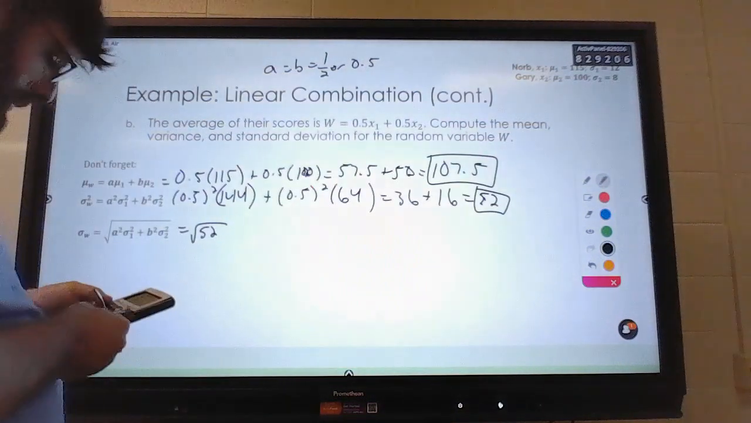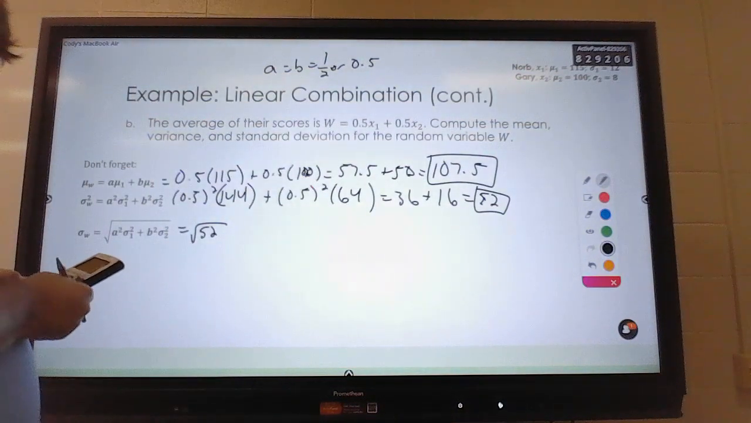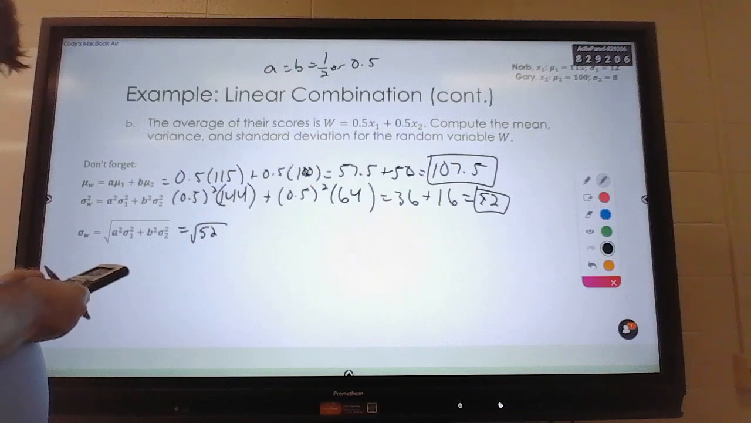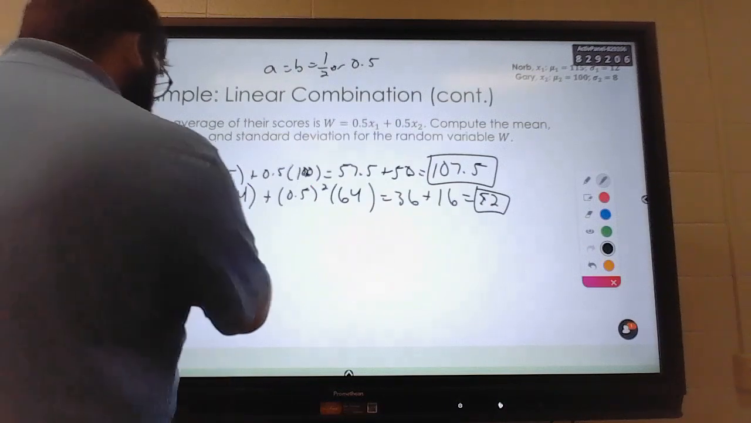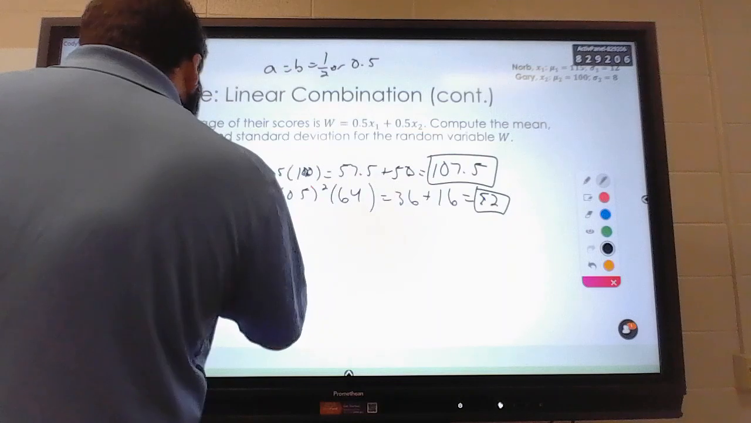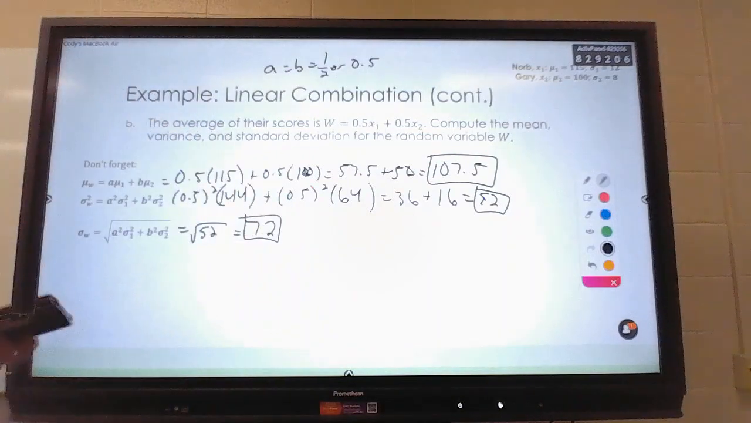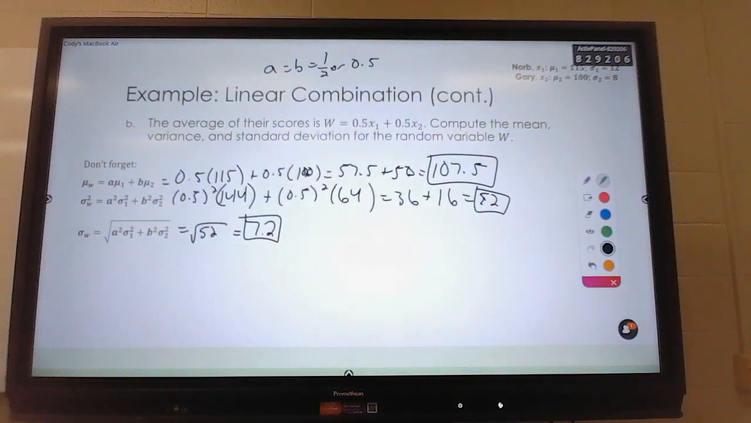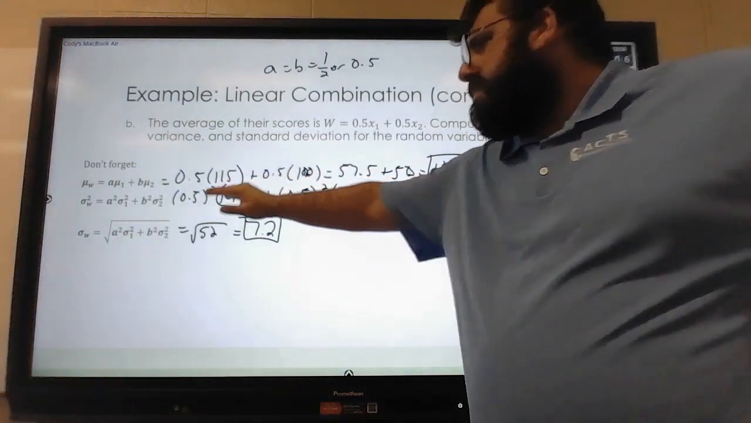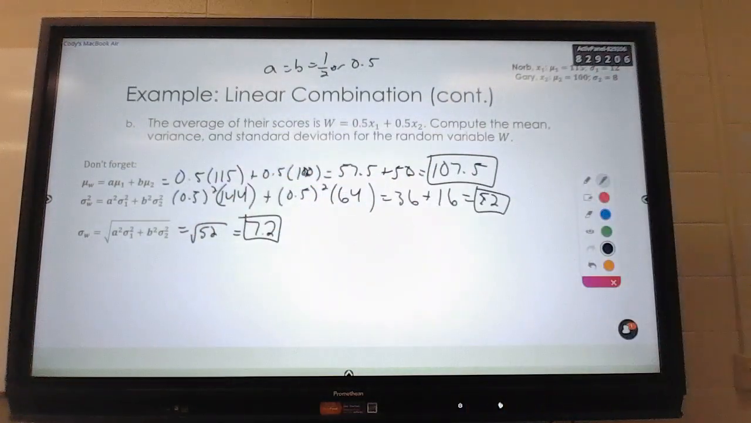So take the square root of 52. Round to 1 decimal place, 7.2. So again, once we know what the standard deviation is, we can use that relationship between variance and standard deviation to calculate all that. For linear combinations, once I know the variance, I can just take the square root of that number. That is the standard deviation for the combined set.